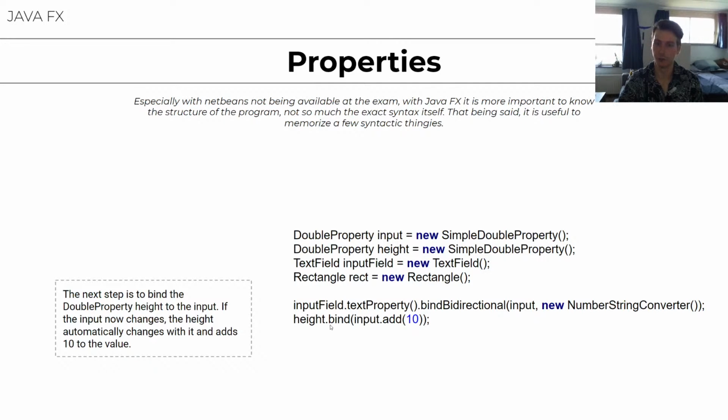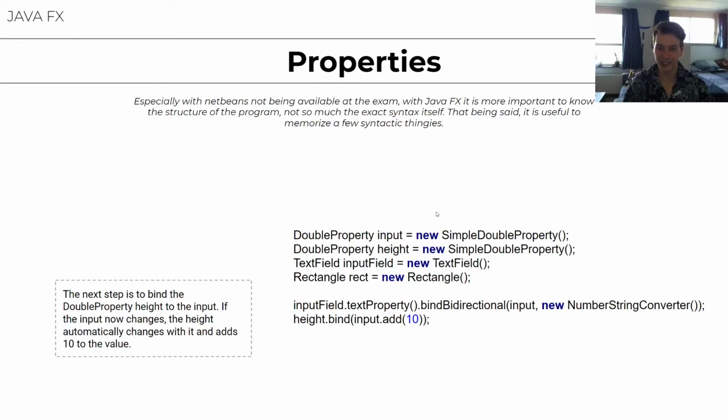So these are the double properties that I talked about. I said the height of the rectangle needs to be whatever is in the input field plus 10. How binding pretty much always works, or most of the time works, is that you put the dependent variable at the start. So height is the one that needs to listen to changes of the other, dot bind, and then you put the value that it's listening to in the brackets. So input being the double property, and now you can, for example, say dot add 10. Basically height is whatever the input is, plus 10.